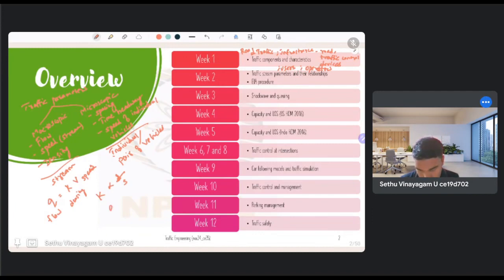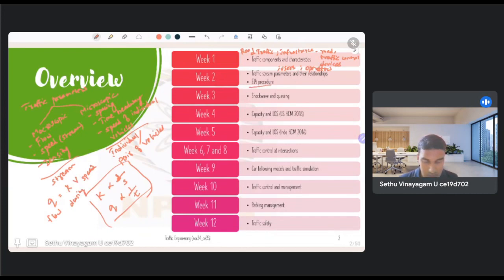Similarly, flow will be inversely related to time headway. Let's call time headway t. What is time headway? Time headway is the time gap between two consecutive vehicles to cross a given point. So if the time headway is large, it means that the gap between the pair of vehicles is higher. If time headway grows larger, your flow will come down. So there is an inverse relationship between these parameters.